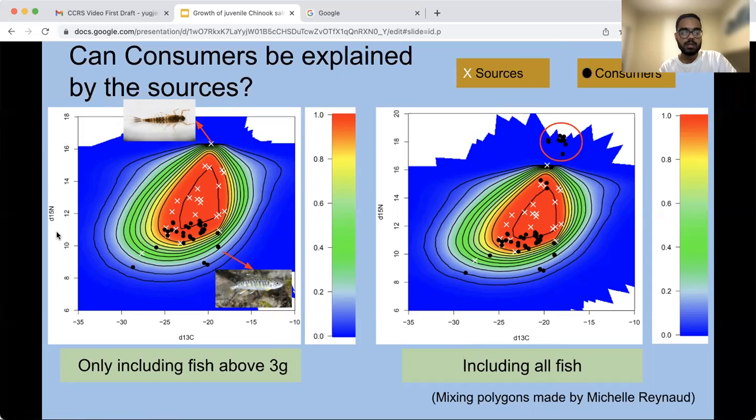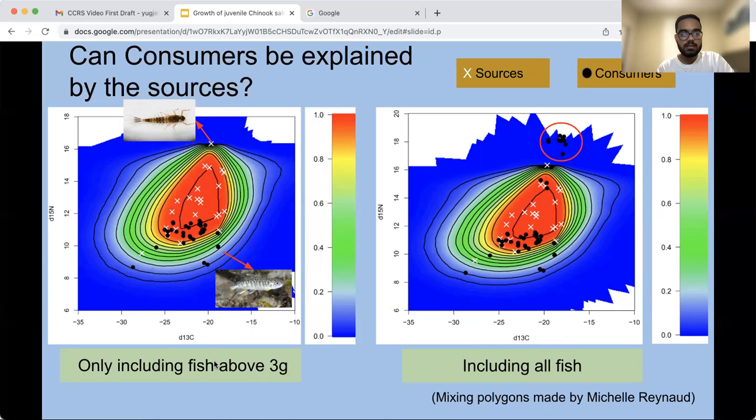So these basically plot the nitrogen signal versus carbon signal, and the crosses are the prey or the sources, and the dots are our fish or the consumers. The outermost line is called the 5% contour, and the farther a consumer falls from this red area, the lower the probability that its carbon and nitrogen signals can be explained using the sources that we have.